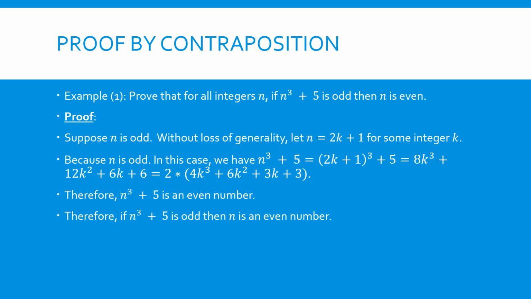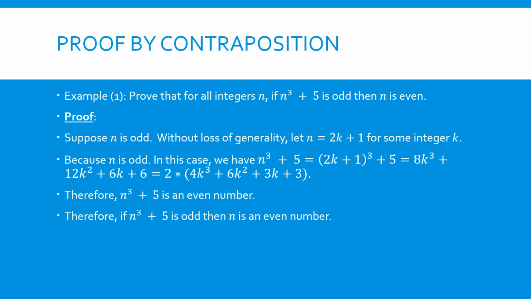For example, prove that for all integers n, if n cubed plus 5 is odd, then n is even. By analyzing the statement that needs to be proven, we see n cubed plus 5 is odd corresponds to the condition P, and n is even corresponds to the conclusion Q. If we want to directly infer Q from P, we need to discuss n from some property we know for n cubed. It means we may need to discuss some properties regarding the cubic root operation, which is difficult.